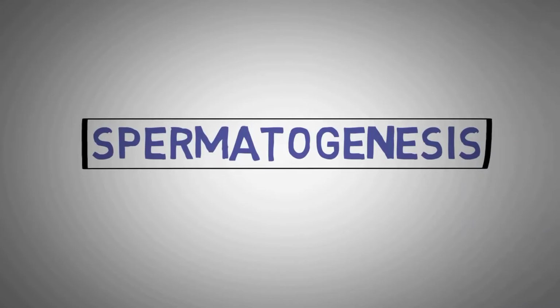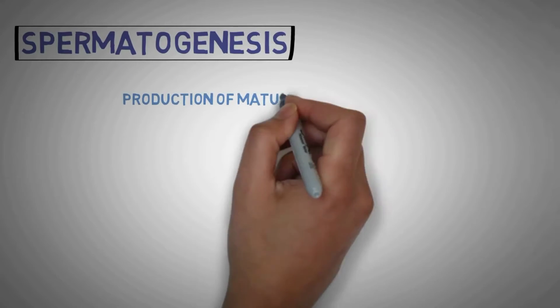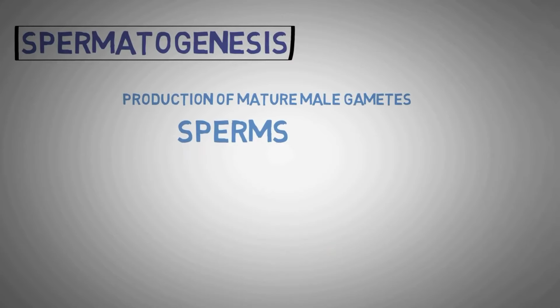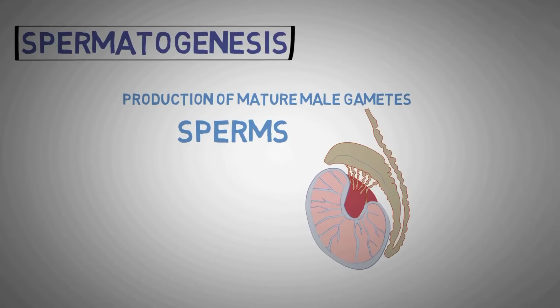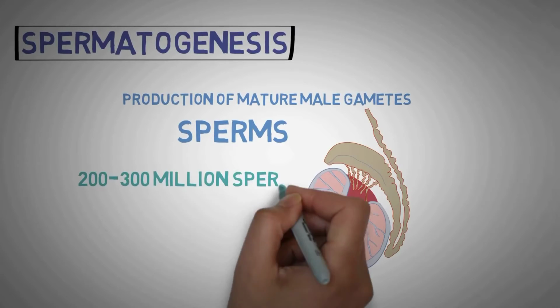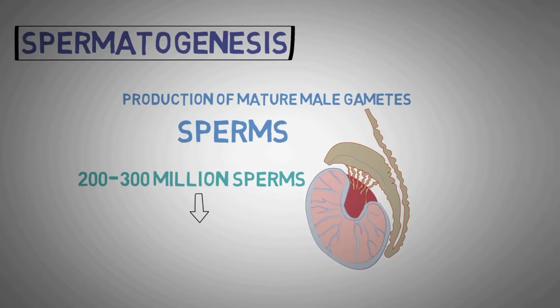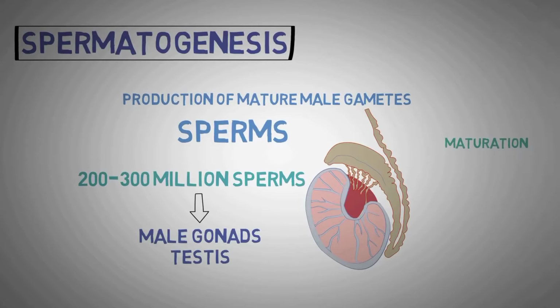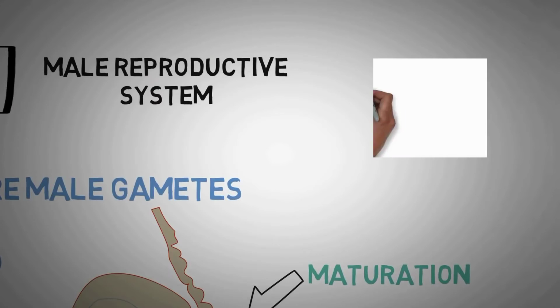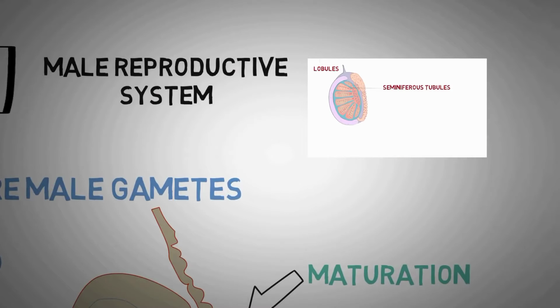Process of spermatogenesis. Spermatogenesis is the production of mature male gametes, which are known as sperms. About 200 to 300 million sperms are produced daily in the male gonads known as the testes. These immature sperms also undergo a process of maturation in the epididymis to form the mature sperms. For a better understanding of this topic, make sure to watch our video on the male reproductive system.